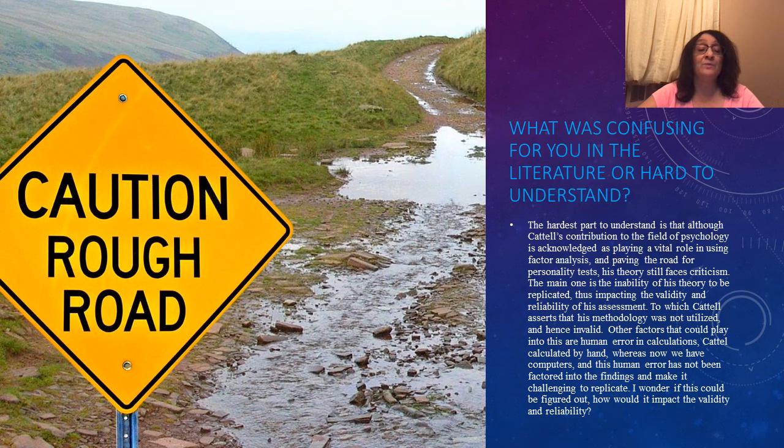Other factors that could play into this are human error in calculations. Cattell calculated everything by hand, whereas now we have computers and advanced technology, and this human error has not been factored into the findings and makes it challenging to replicate. I wonder if this could be figured out, how would it impact the validity and the reliability?